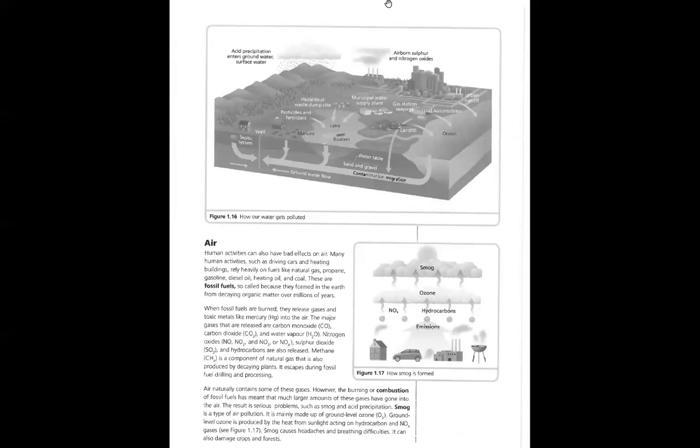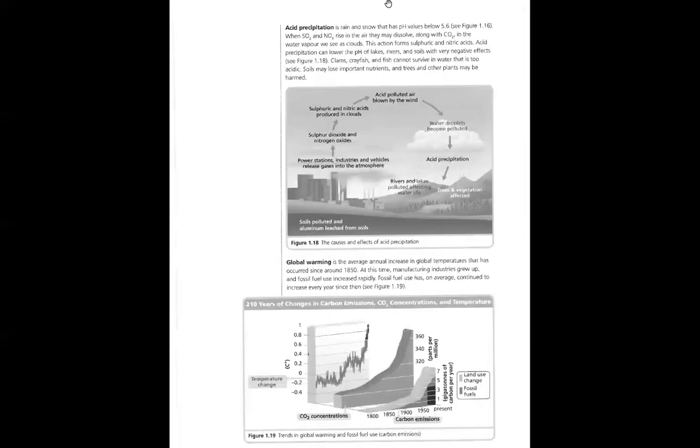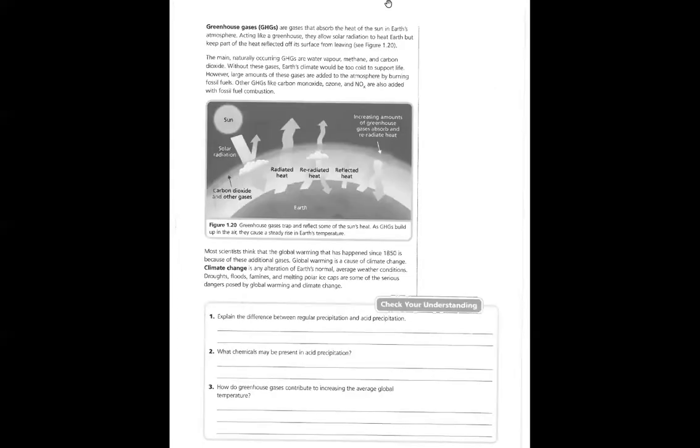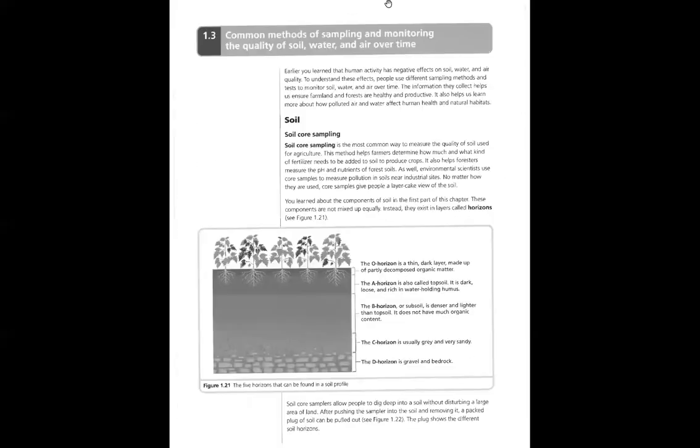And you can see how we affect air. You can see the burning of fossil fuels, all the emissions that are given off, and the formation of smog. You need to know that. And that what's happened to the ozone layer as a result of burning those fossil fuels. The effects of acid precipitation, and how carbon emissions have increased over the years. All right, so that is lesson 2.